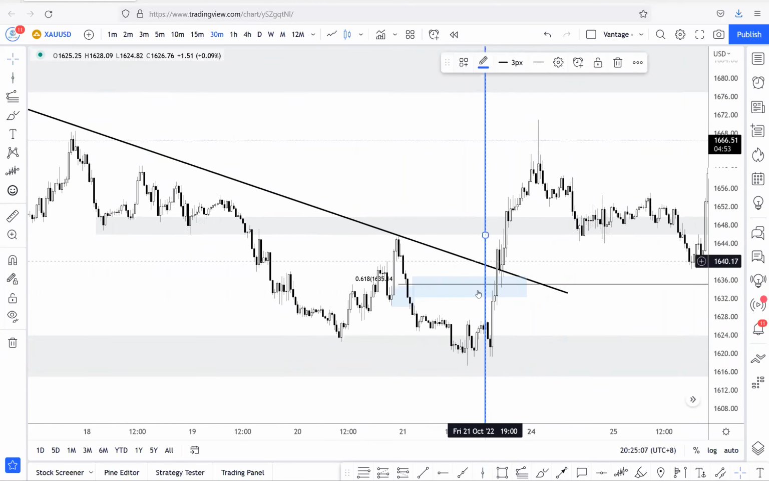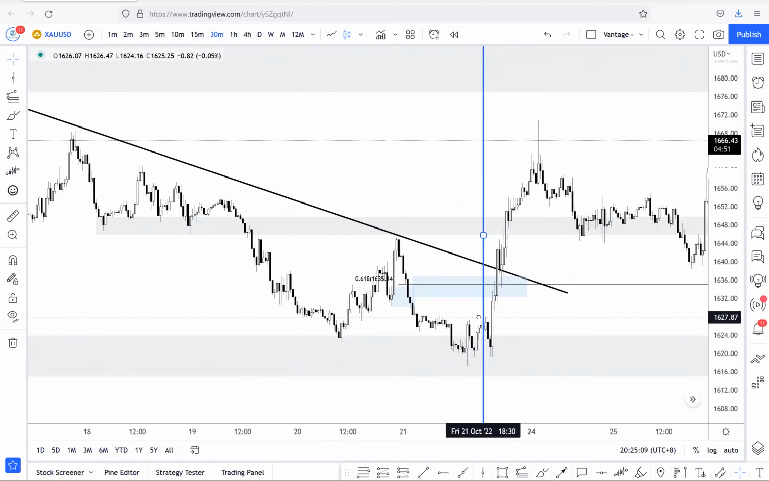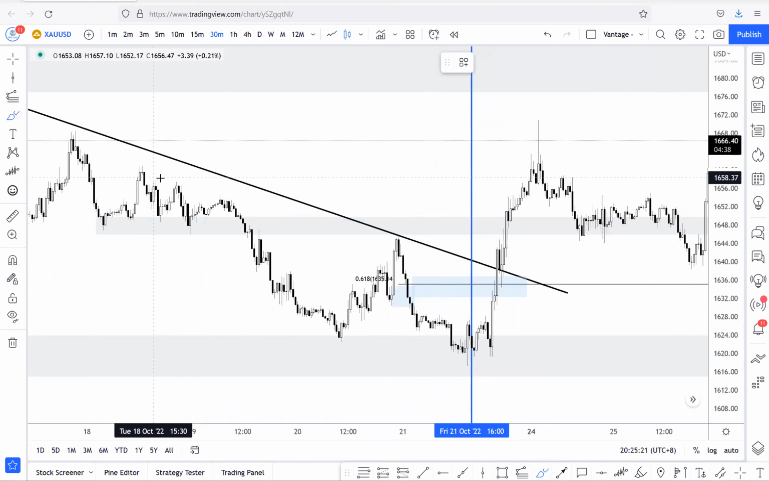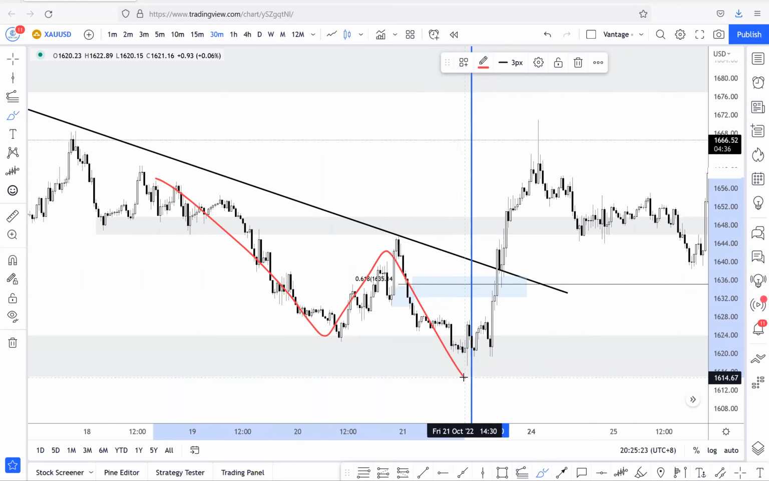So back on Friday, this was probably Friday 4 p.m. So it's somewhere here. Anything to the right of the blue line is what played out. What we highlighted was to the left of it. So on this area itself, you can see on the 30 minutes time frame, prices are pushing to form your lower lows and lower highs.